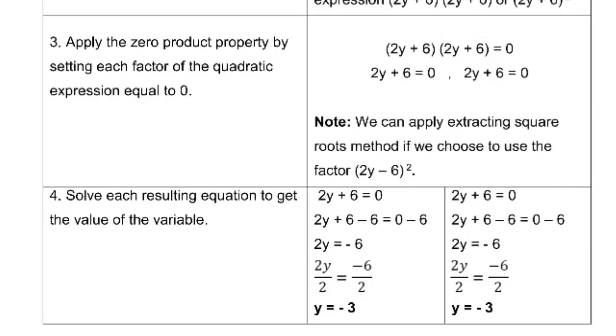Then next is applying the zero product property. We can say that the quantity 2y plus 6 squared is equal to 0. So 2y plus 6 is equal to 0. Then solving for the value of y, transpose 6 to the right side, we have 2y equals negative 6. Then dividing both sides by 2, we have y equals negative 3. So our answer here is y equals negative 3.